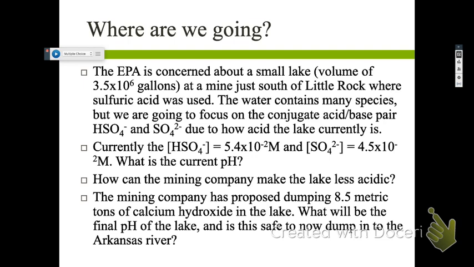If we knew the volume, and we knew the amount of base we added, could we figure out the final pH of this solution? All right, this is what I want you to be able to do, this type of thing. This is actually what happens.